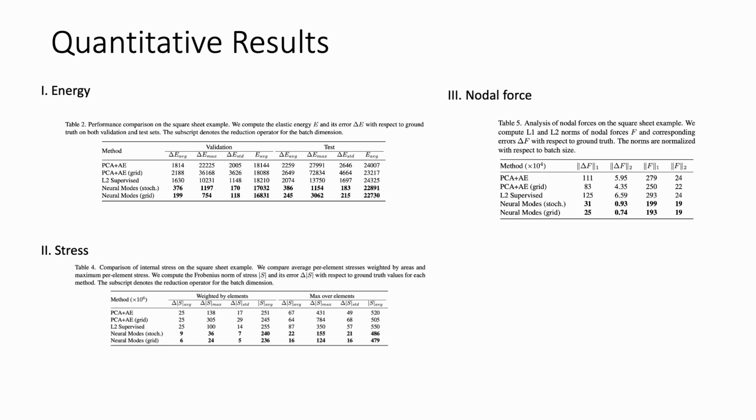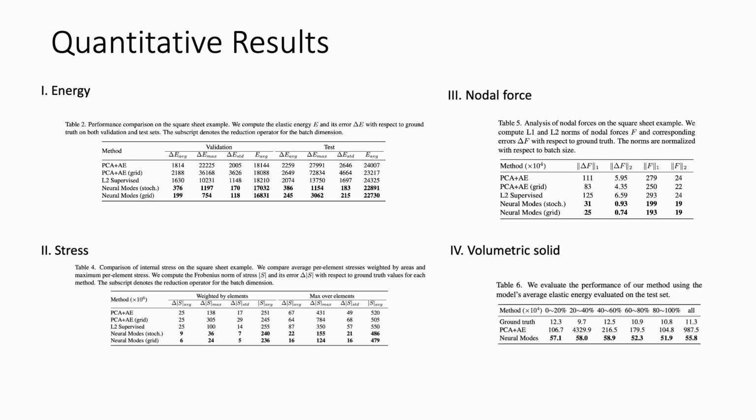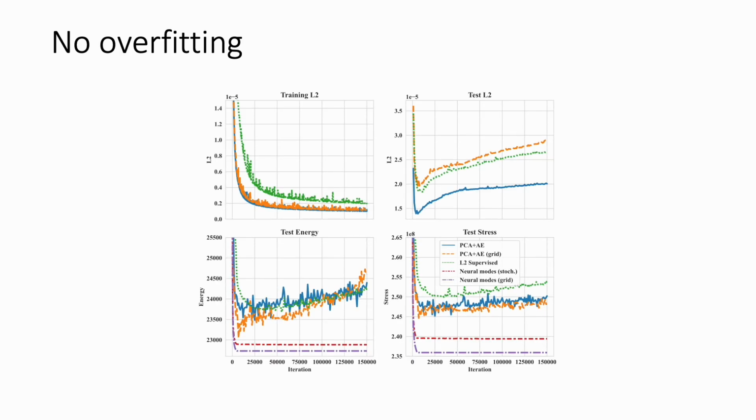To analyze the accuracy and performance of our approach, we conducted a comprehensive ablation study for our method and several baselines. We evaluated the quality of our subspaces using elastic energy, internal stress, and nodal forces as metrics. We generally observe an order of magnitude smaller errors for our method compared to PCA plus AE, while supervised learning leads to overfitting for all loss functions that we tested. Our neural modes do not suffer from overfitting.